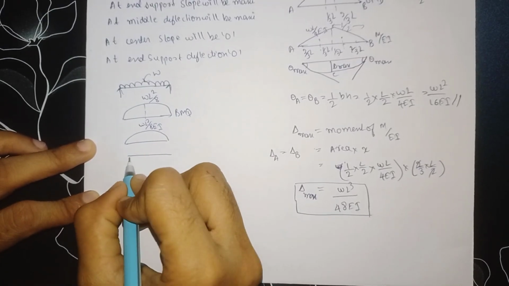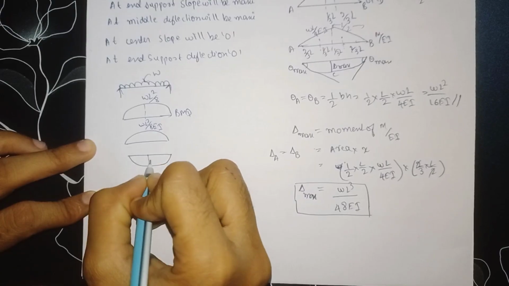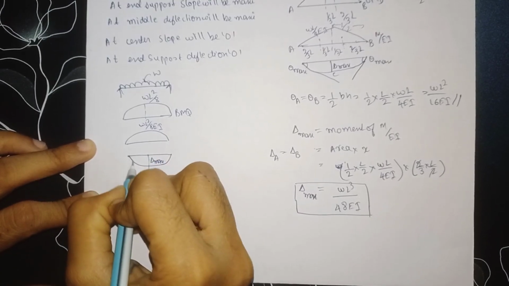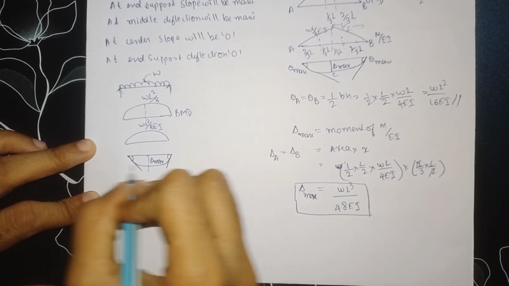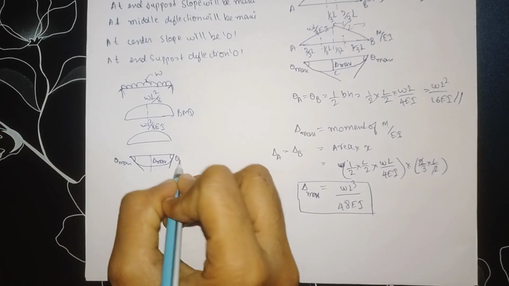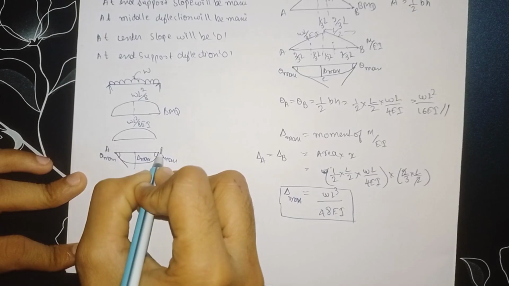For this, it will deflect like this. Maximum deflection will come at the center. Again, at point A the slope is maximum, and at point B also the slope is maximum. The end point slope will be maximum, here at both points A and B.